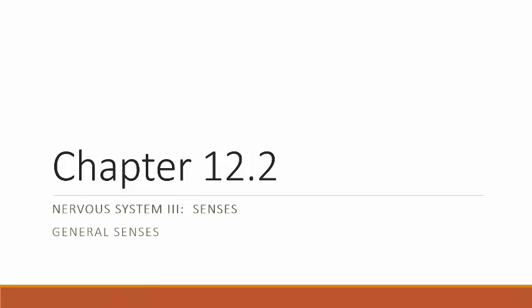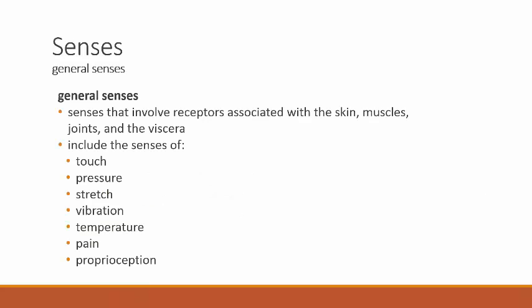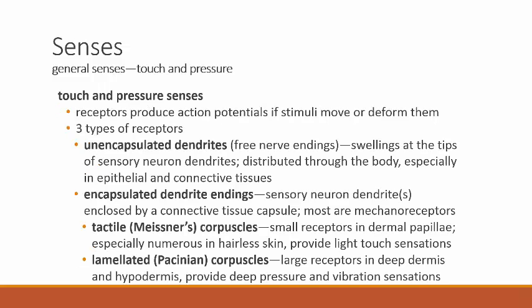Okay, so now we're ready to start talking about the general senses, those senses that are found distributed throughout the body, especially in the skin, around joints, and visceral organs. So the general senses include the senses of touch, pressure, stretch, vibration, temperature, pain, and proprioception. So lots of different types of stimulus are included in the general senses. And we'll start by talking about the touch and pressure senses.